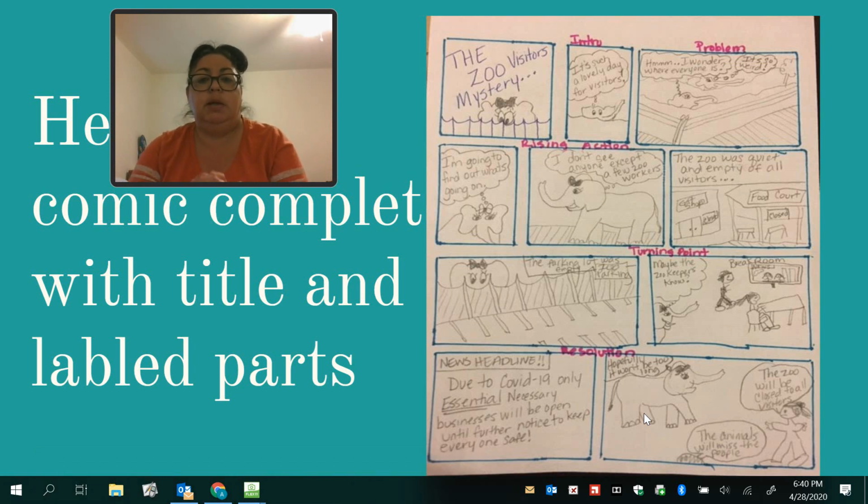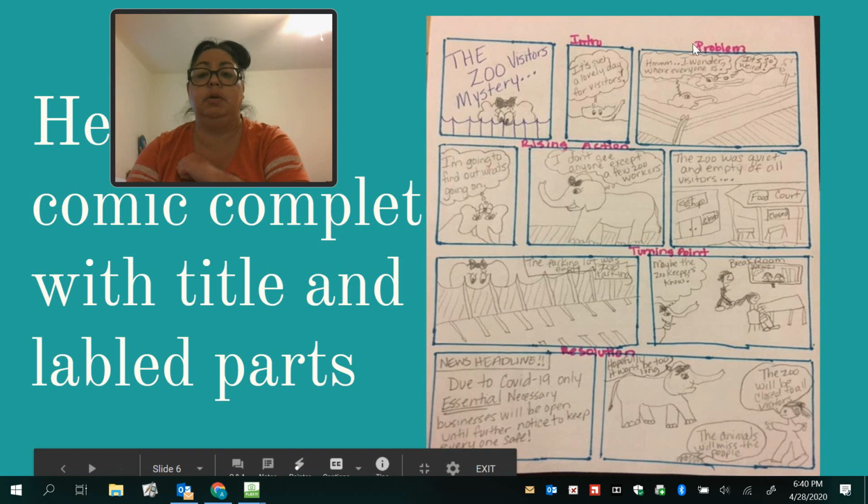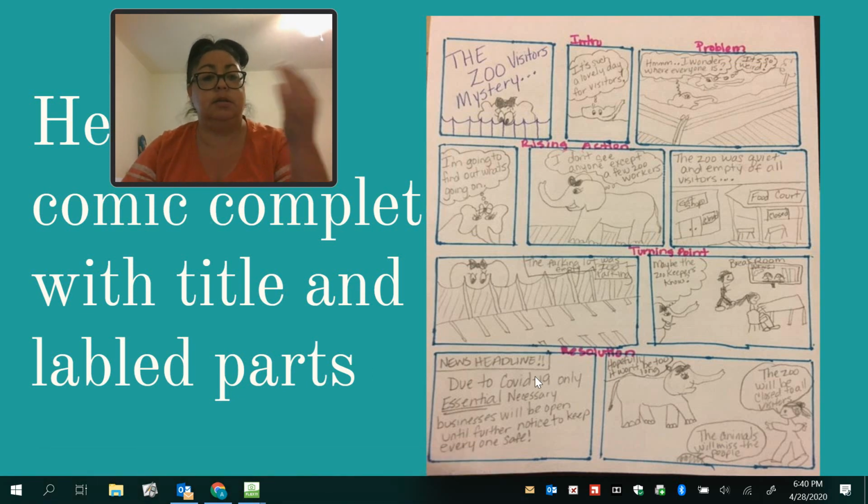So, I would like to see your created comic on notebook paper, on the strip provided in your packets. If you were able to download it, load it from the computer, please label your parts. And you may turn it into the slides that will be included with this lesson, or you can text it to me or load it on Seesaw.